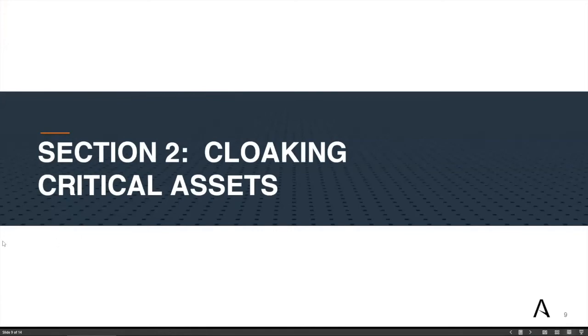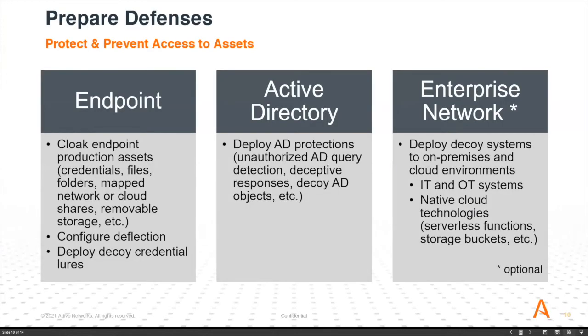So let's now talk about cloaking critical assets. Now that we've reduced the attack surface, it's time to conceal sensitive or privileged credentials, Active Directory objects, data, and storage to prevent attacker exploitation. We can also here deploy decoys to occupy the attackers, which also obfuscates the attack surface.